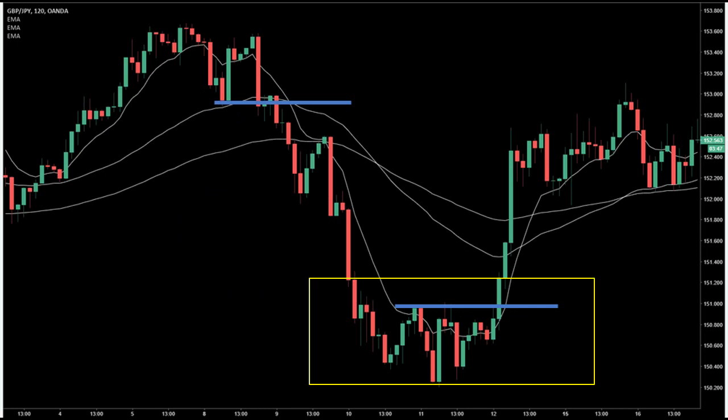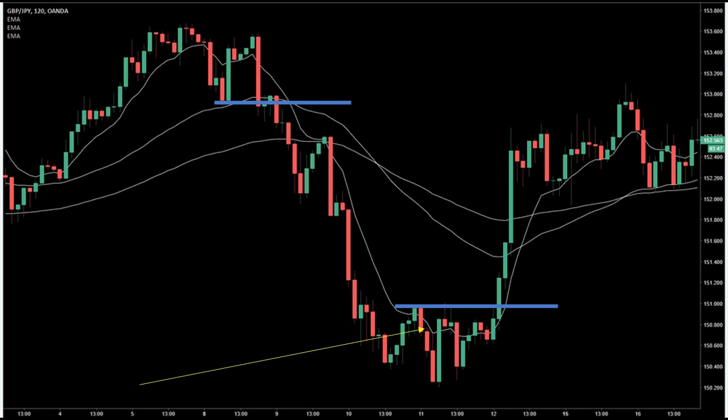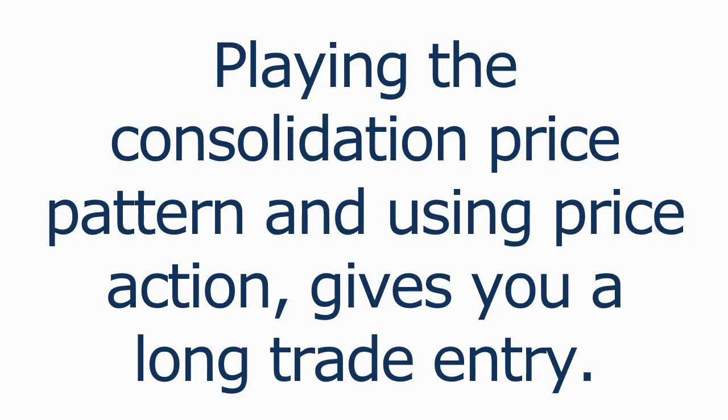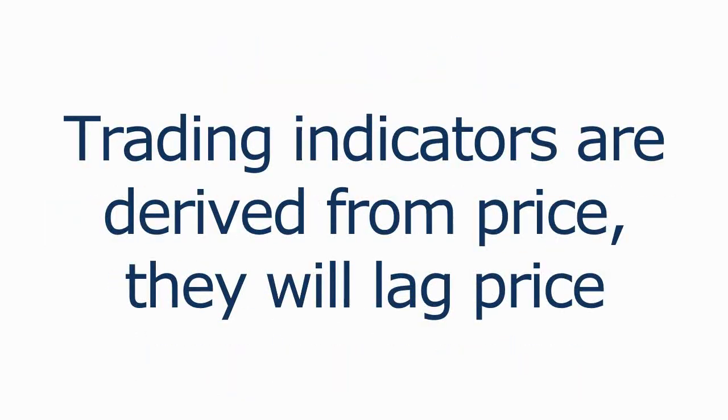In the bottom here, it shows a consolidation with higher lows and momentum breaking to the upside. The short-term moving average has price entwined with it, which tells you that price right now is in consolidation. The longer-term moving averages have you looking for shorts. Playing the consolidation price pattern and using price action would give you a long trade entry. And the main drawback with indicators is that since they're derived from price, they have to lag price.